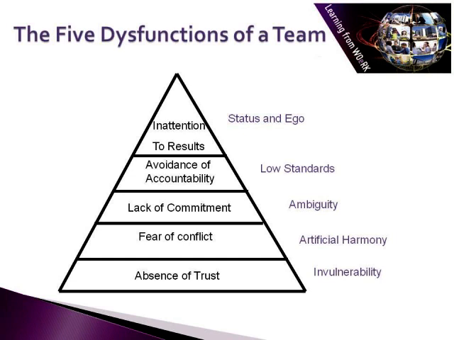Once the trust issue is successfully addressed, the next level of developing the team is to ensure that individuals can speak their minds and that they are not engaging in artificial harmony. The fear of conflict needs to be managed so that disagreements may be faced and resolved. The third level is to ensure that the team has a set of clearly identified goals to which all members are committed, to avoid ambiguity and uncertainty in terms of what the team should be working on.